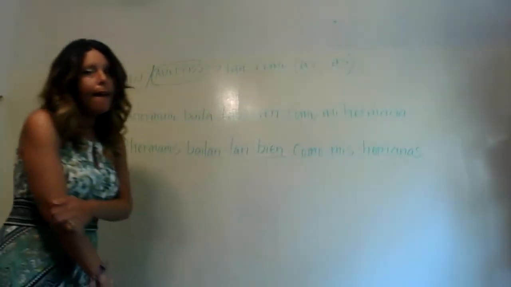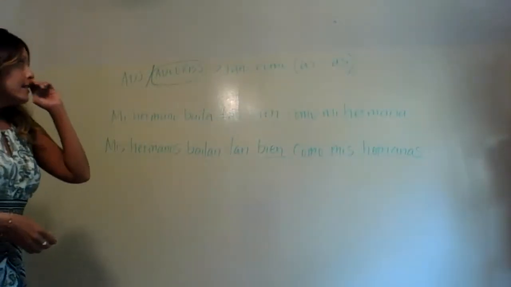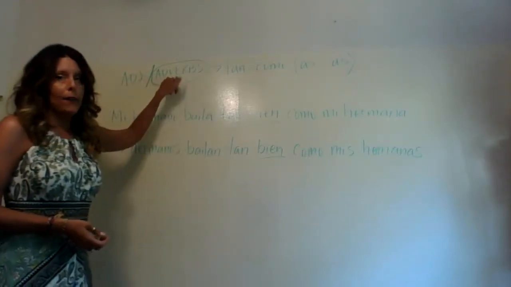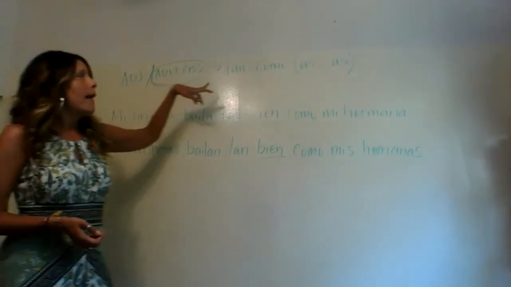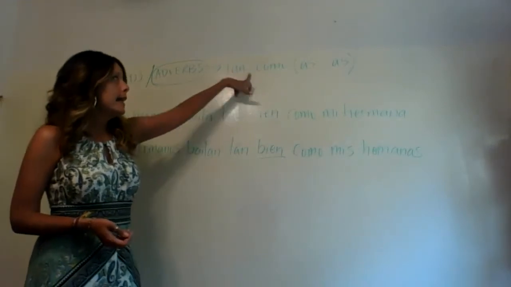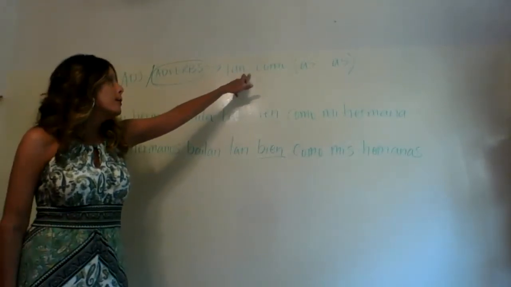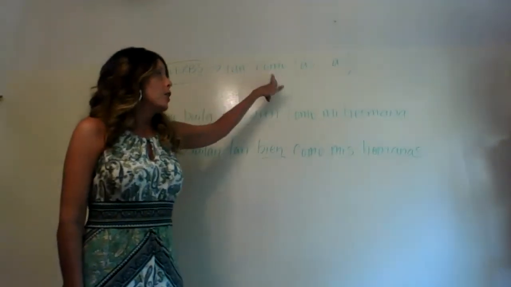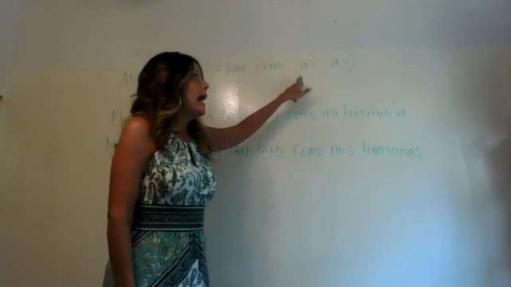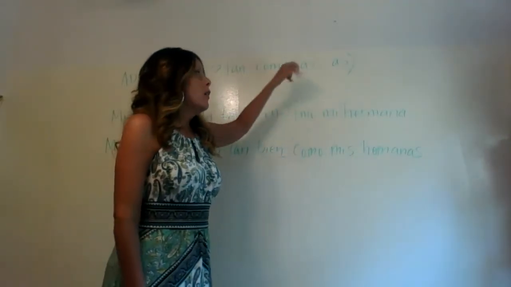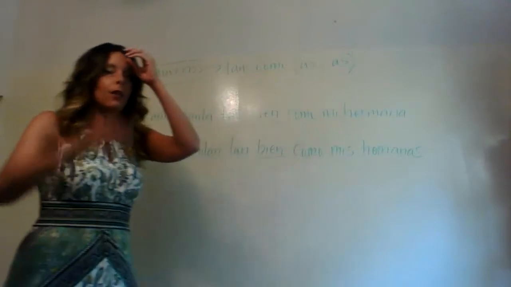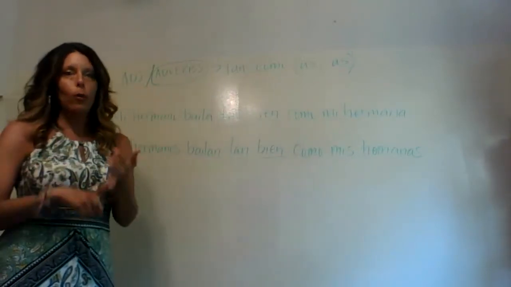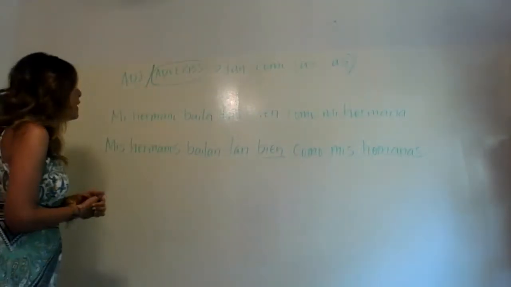So now we have comparisons of equality with adverbs. Notice that this formula up here has stayed the same. We have tan, and then that is where our adverb is going to go, and then the word como, and it's going to be as well as or as fast as, something like that, right? So describing how a verb is done, either well or fast, for example.